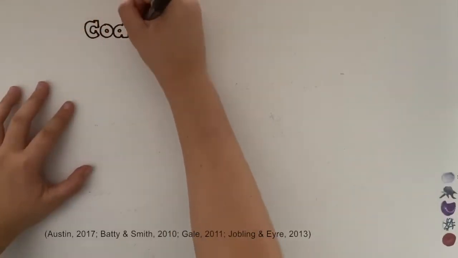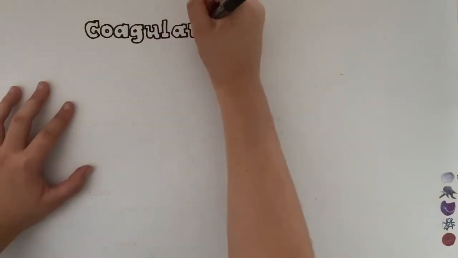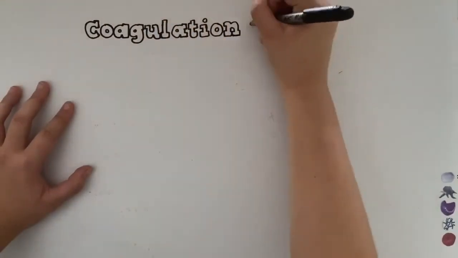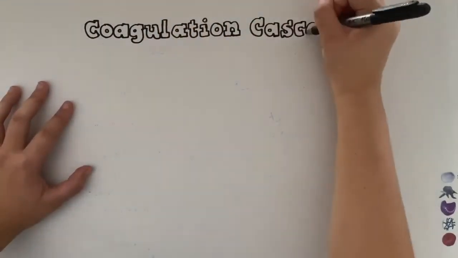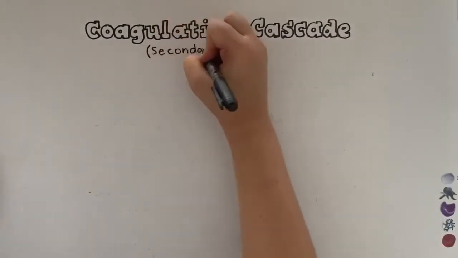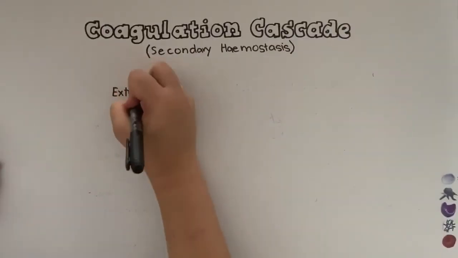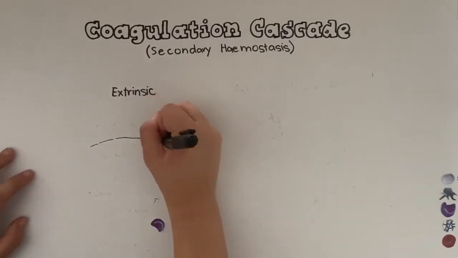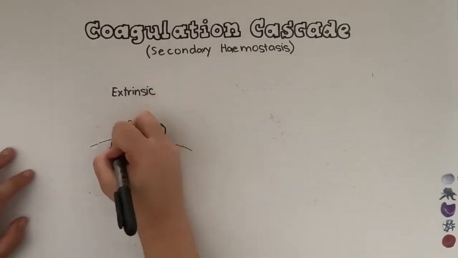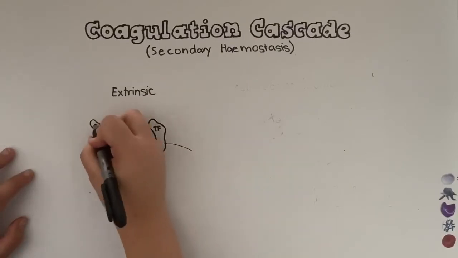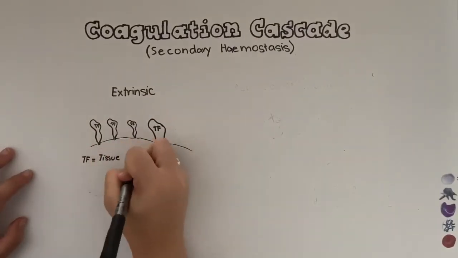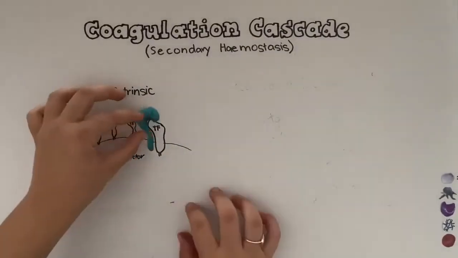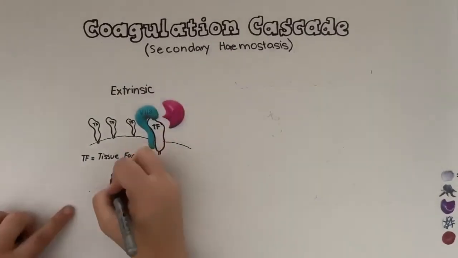The third stage of hemostasis is the coagulation cascade. This is the formation of a blood clot. It occurs simultaneously with primary hemostasis. There are two pathways for coagulation: extrinsic and intrinsic. The extrinsic activation is initiated by exposed tissue factor molecules on the vessel wall. Tissue factor forms a complex with factor VII, which leads to the activation of factor Xa.